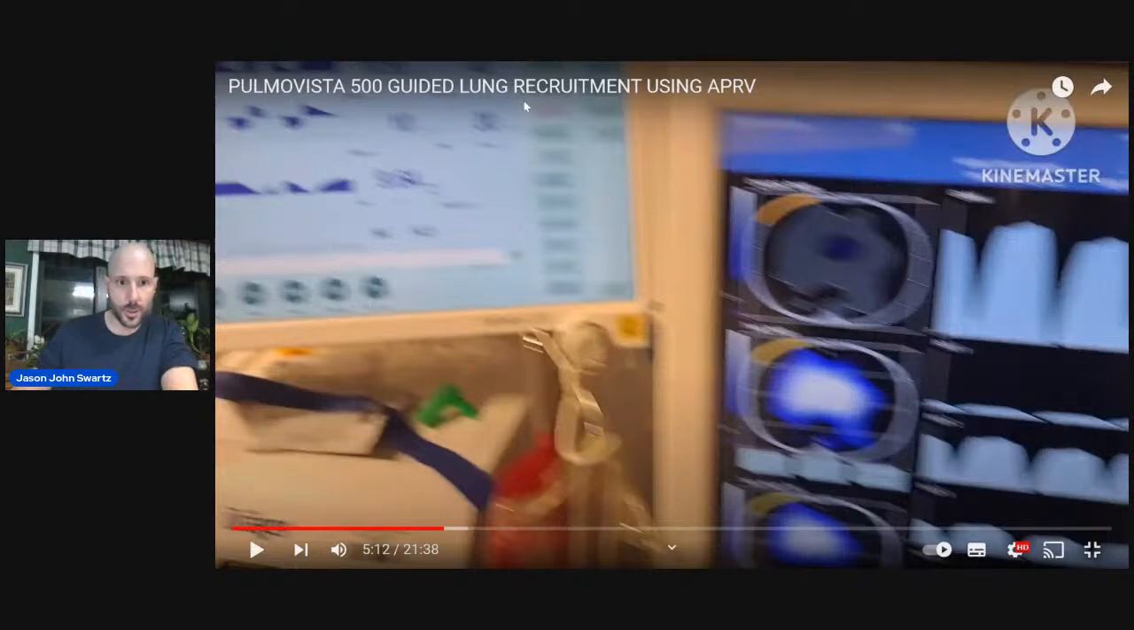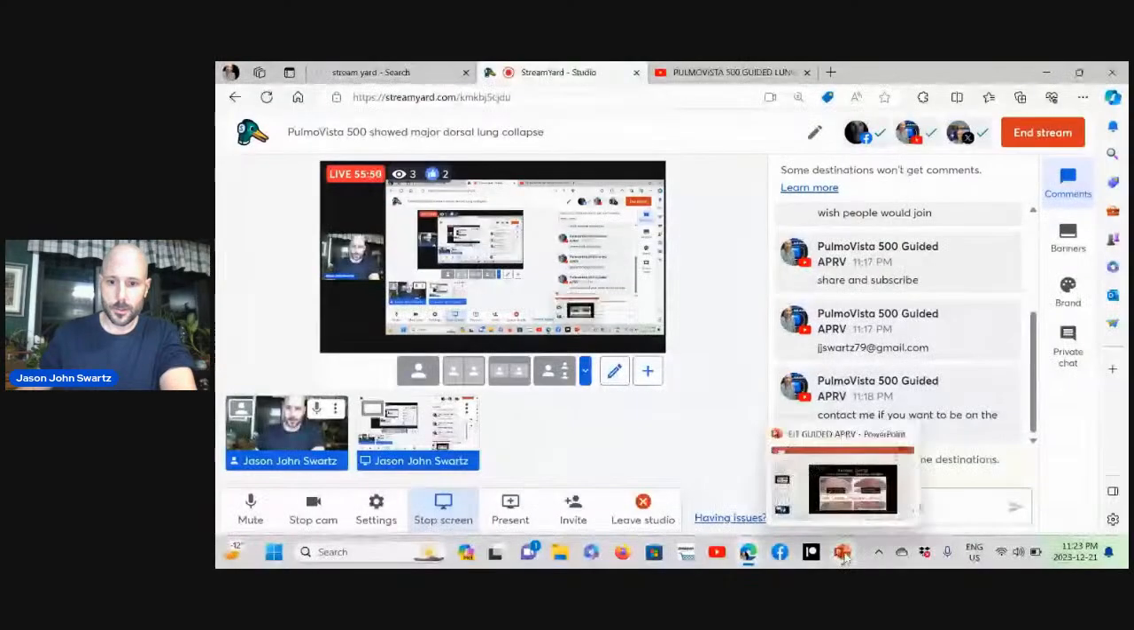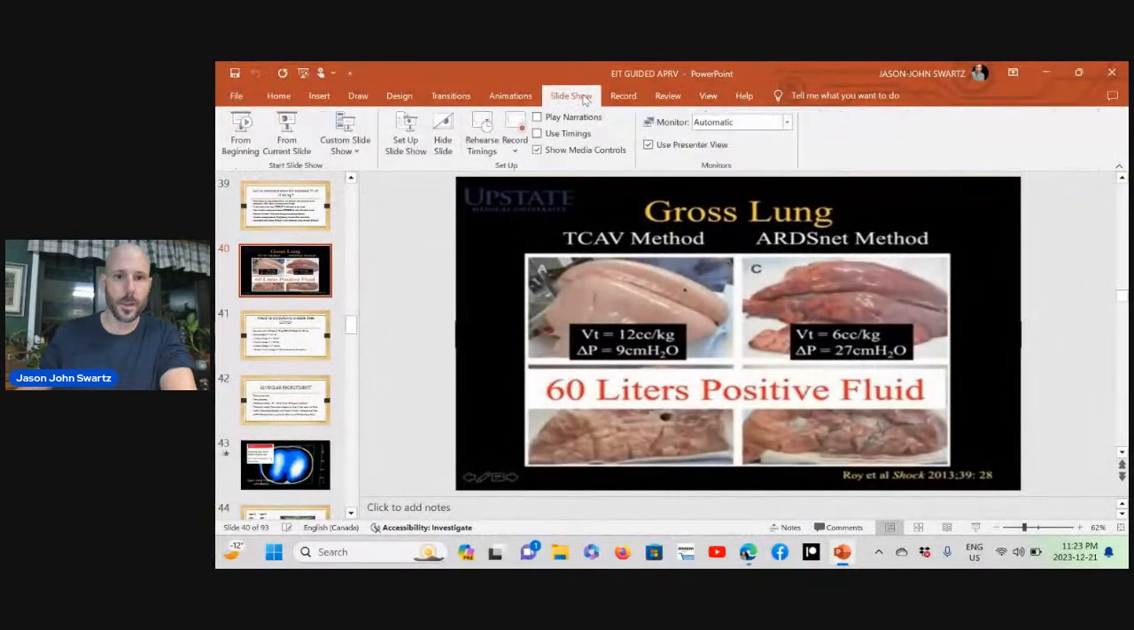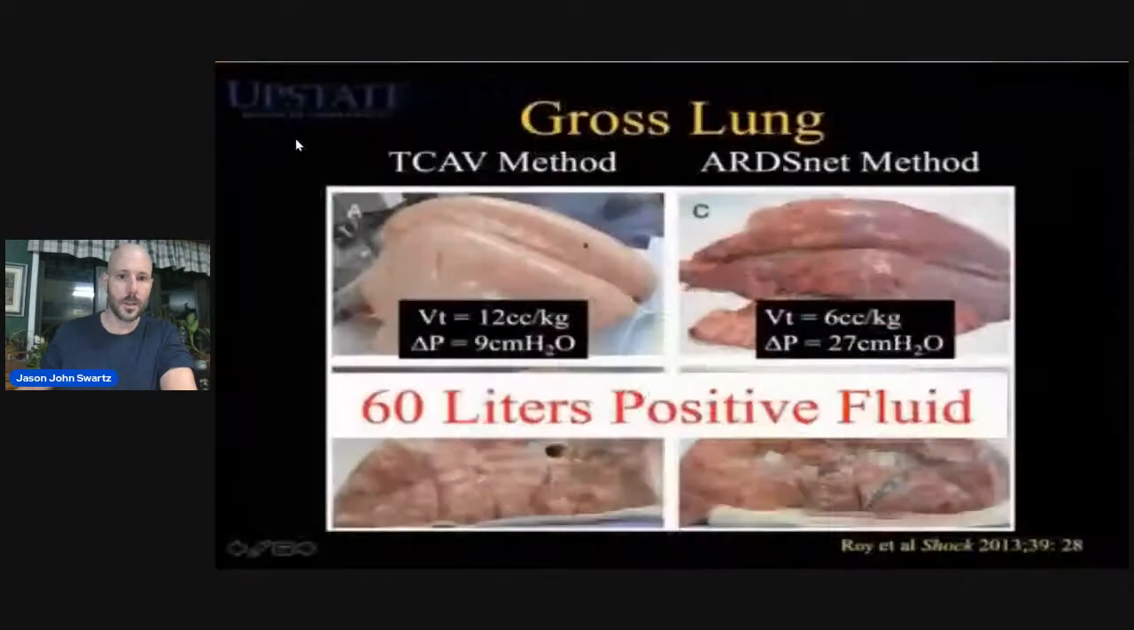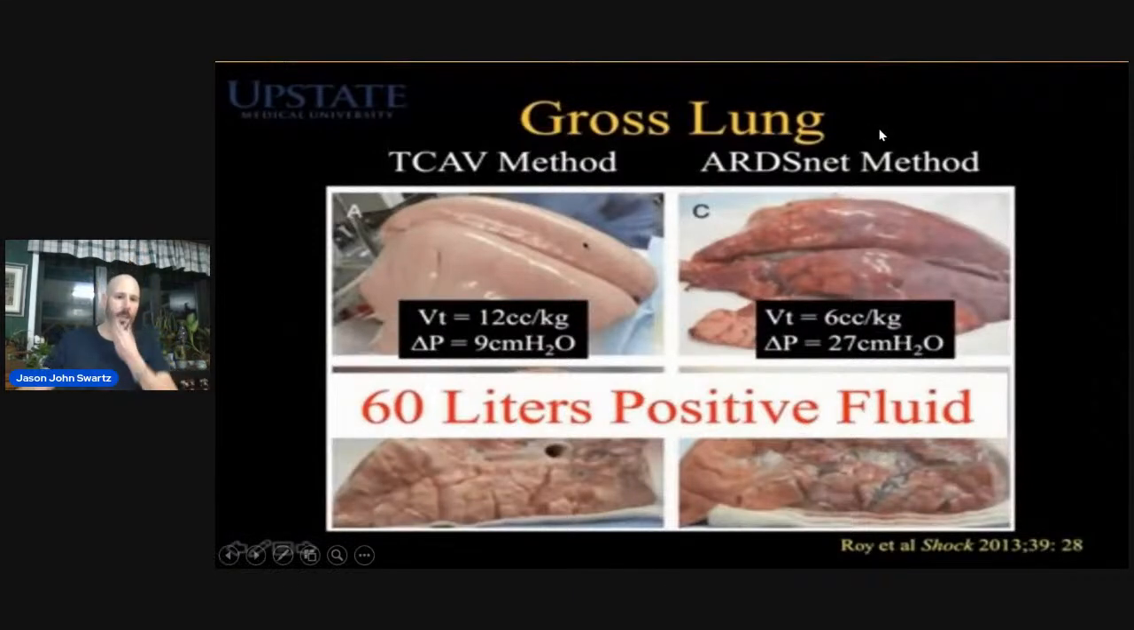I just wanted to show you guys this. I'm just going to stop sharing this for a second. I want to present a slide from another PowerPoint I have. Share slideshow. Here, this is Upstate Medical University gross lung.